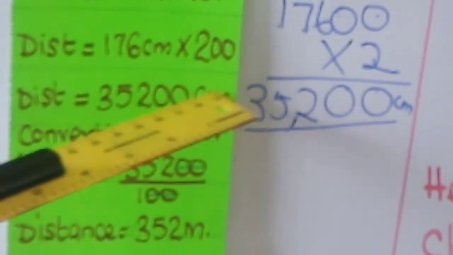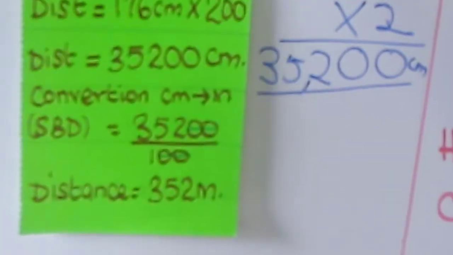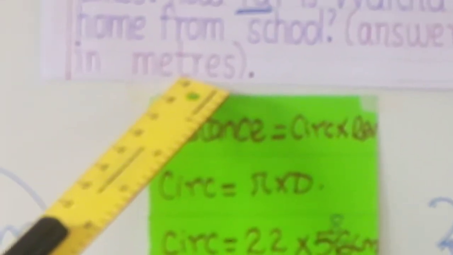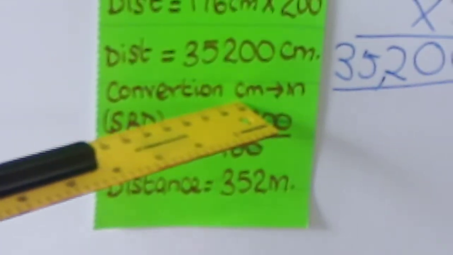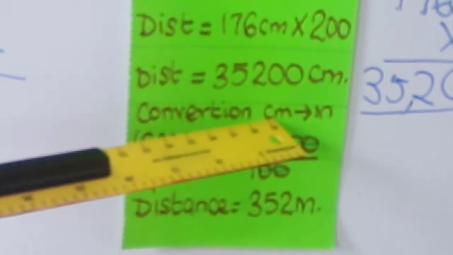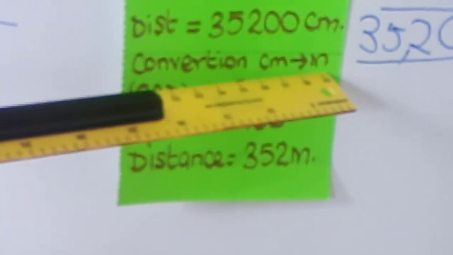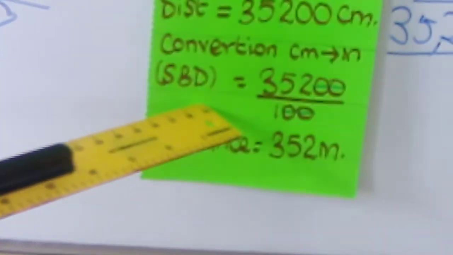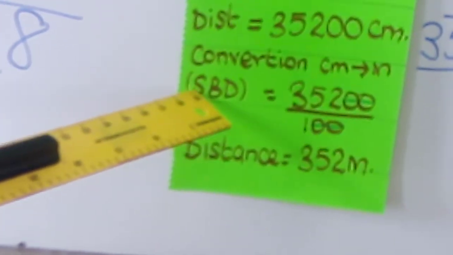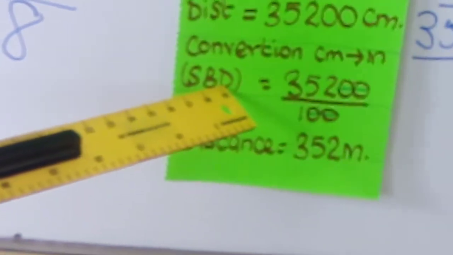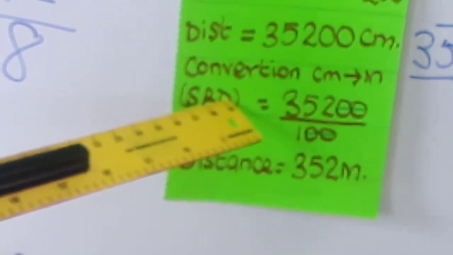35,200 centimeters. Now the answer is supposed to be in meters. You must remember that, and that is the reason I've written it in a different color. And so we are converting from centimeters to meters. As you all know, a centimeter is smaller than a meter. So we use our slogan SBD. I hope you'll repeat that. SBD means smaller to bigger, we divide.